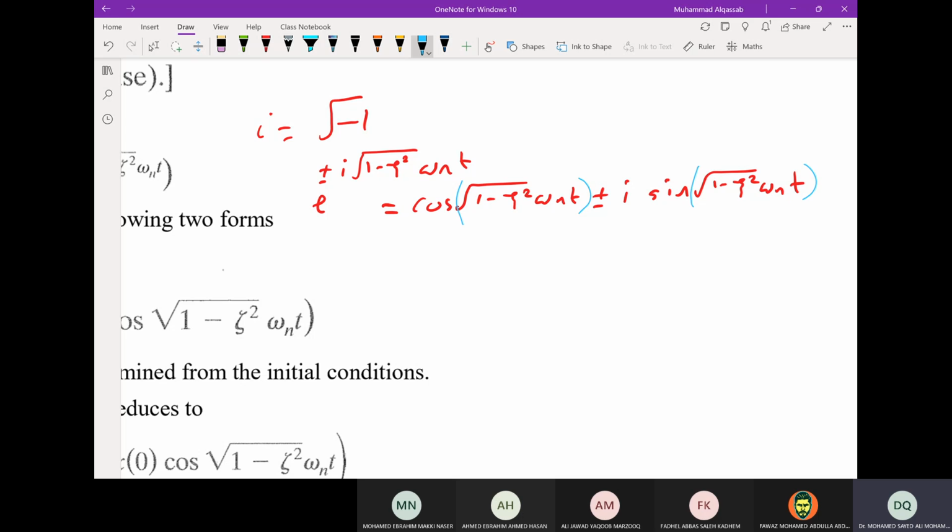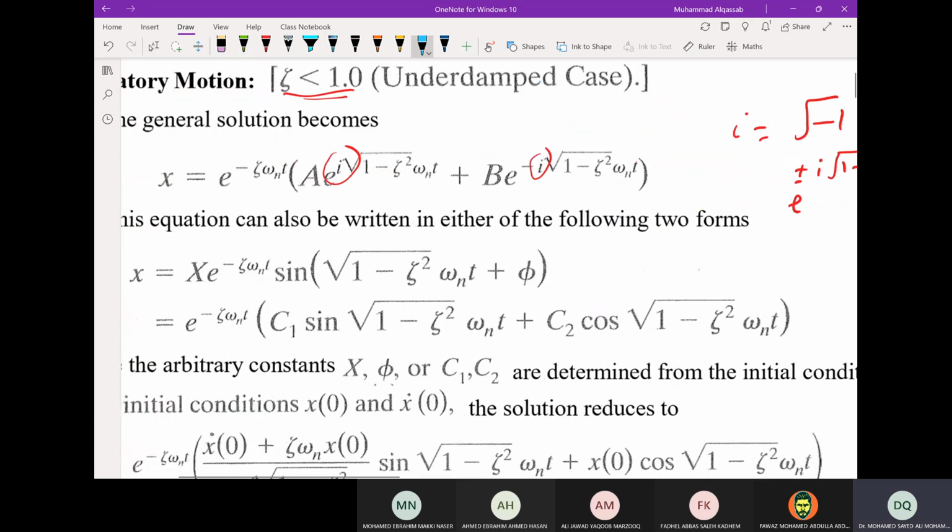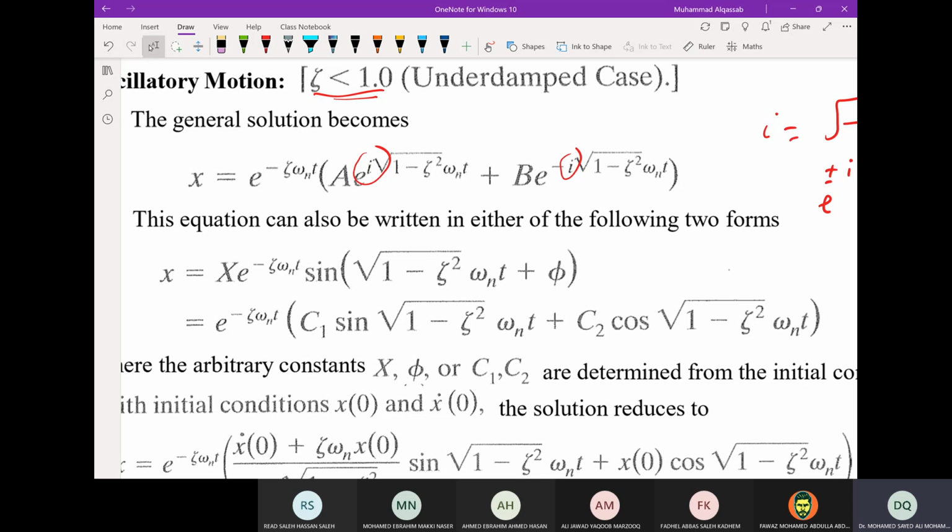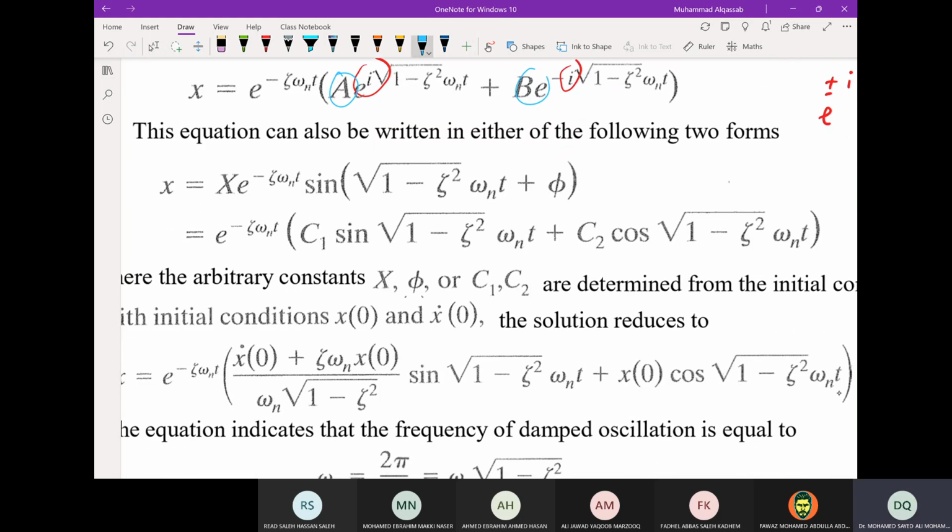Okay, by doing this, we can reduce the equation because i is just a constant. i is the square root of -1. Multiplied by A or multiplied by B gives you another constant. That is, i times B or i times C times A is just another constant. So we can just write that x equals e to the power minus zeta omega n t as it is. You know, this is the same.